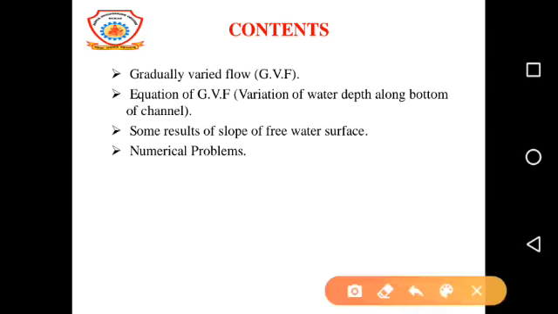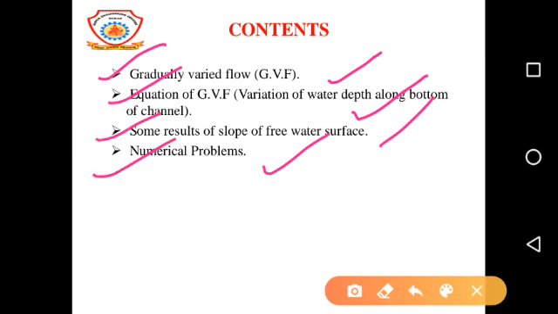These are the list of contents that we will discuss today. The contents are gradually varied flow, that is GVF. Second one is equation of GVF, that is variation of water depth along bottom of channel. The third one is some results of slope of free water surface, and the fourth one is numerical problems that we will solve today. The whole lecture is divided into two parts. In the first part we will discuss the above two topics, and in the second part we will discuss the last two topics. Okay.